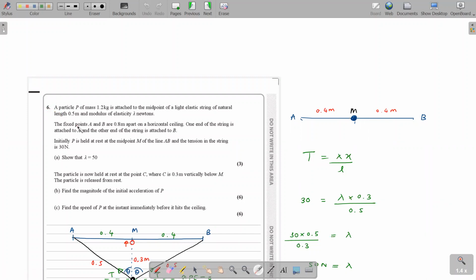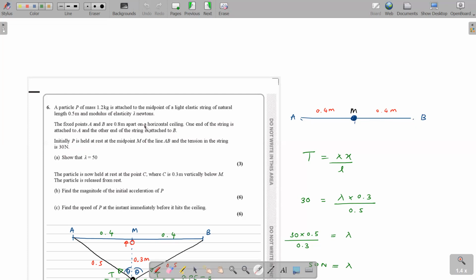So question number 6: a particle P of mass 1.2 kilograms is attached to the midpoint of a light elastic string of natural length 0.5 meter and modulus of elasticity lambda newtons. The fixed points A and B are 0.8 meters apart on a horizontal ceiling. Can you see I've drawn it here. One end of the string is attached to A and the other end to B.